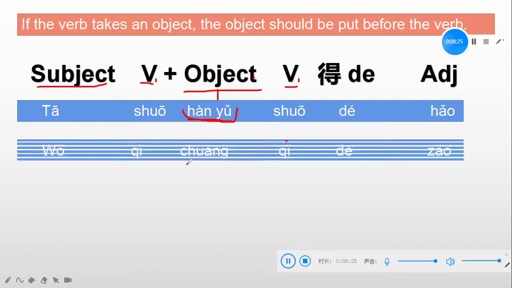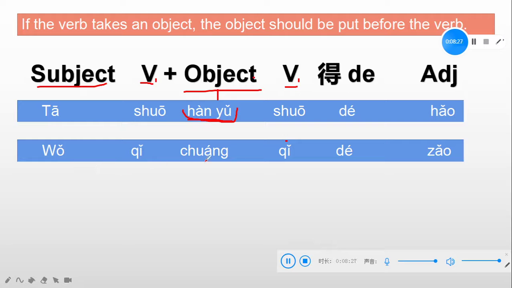Okay. Example 2. 我起床起得早. Now you see 起床 together. But 床 means bed as a noun. So a noun can be an object. 我起床起得早 means I get up early, the same meaning as the previous sentence on the last page. So I get up early.